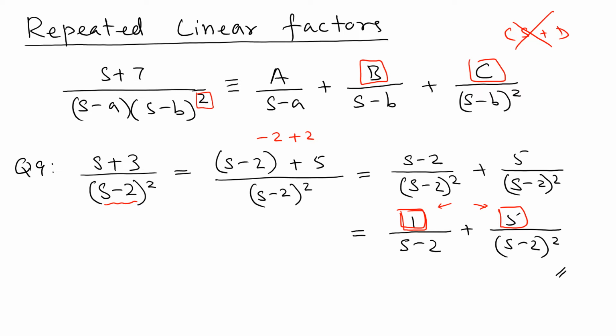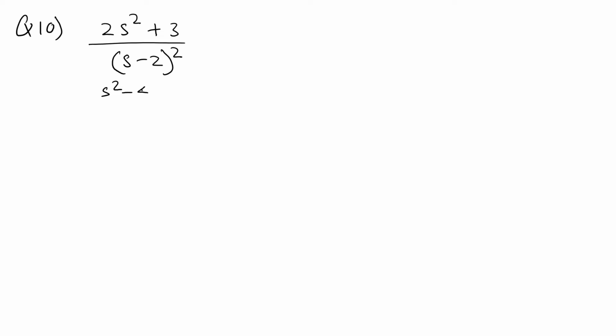Okay, so let's do one more example with the higher term. So let's see this interesting trick here. So how about the next one? So we do a similar argument. So let's say we have 2s squared plus 3 over s minus 2 squared. So the idea is, we know the bottom term is s squared minus 4s plus 4. That's what happened when you distribute this.